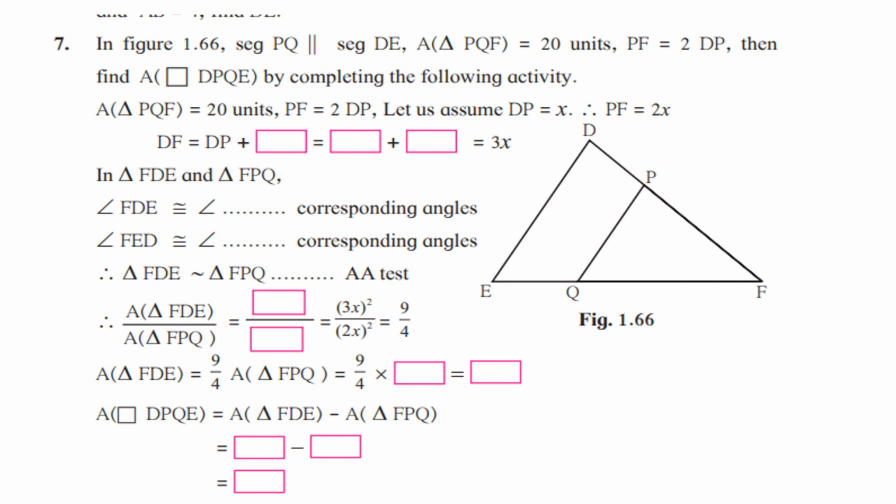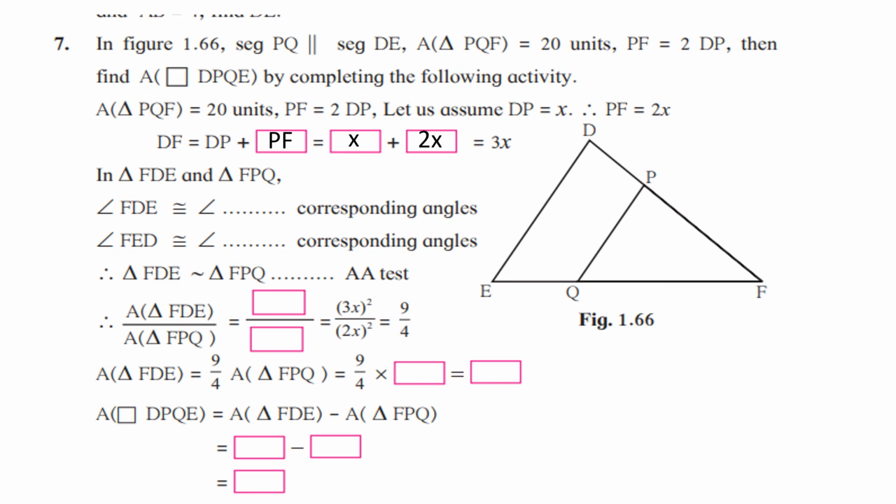Now, area of triangle PQF is given to us as 20 units. We know PF is 2 DP. Let us assume DP as x, so PF will be 2x. This is all given to us. DF is equals to DP plus box. What will be in the box? Yes, PF, because D-P-F. Now we know the value of DP, which is x, and we know the value of PF, which is 2x. So DF will be 3x.